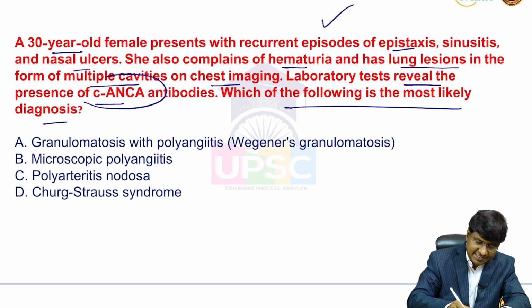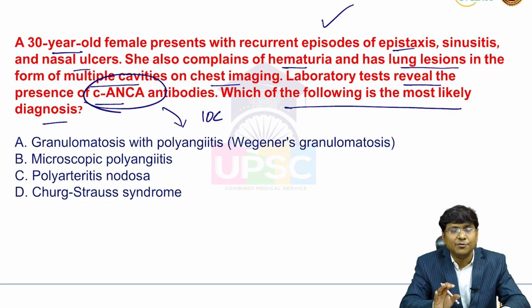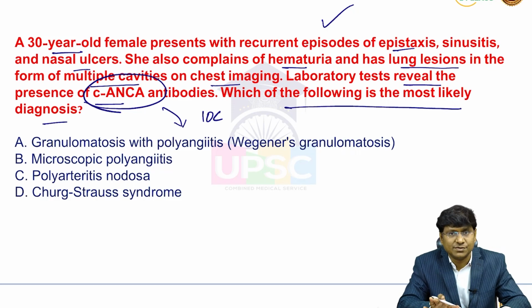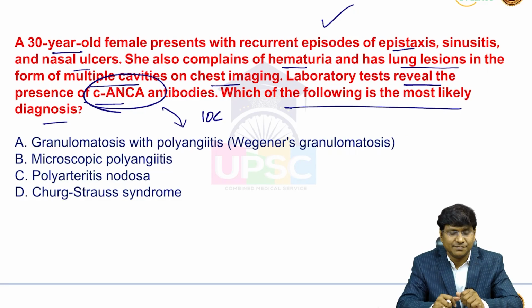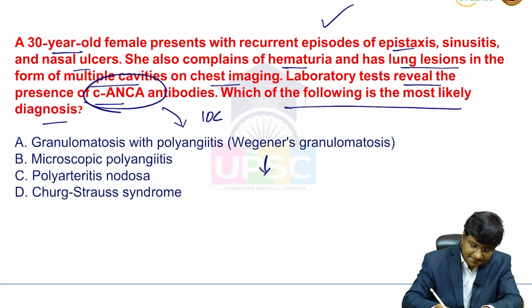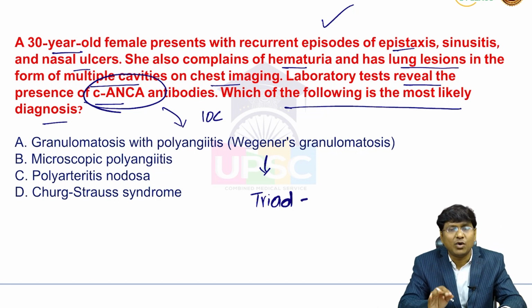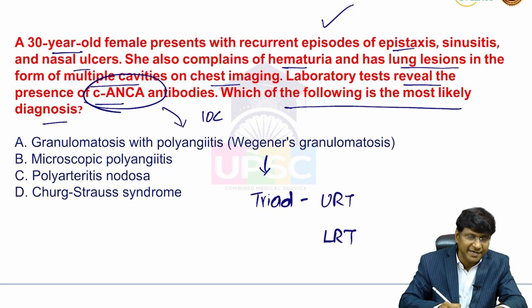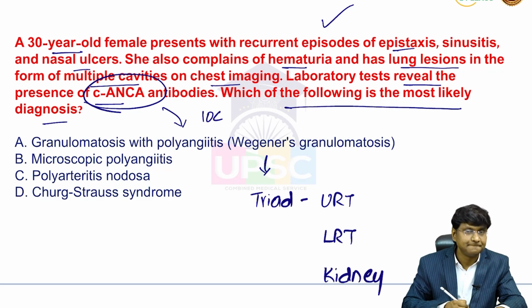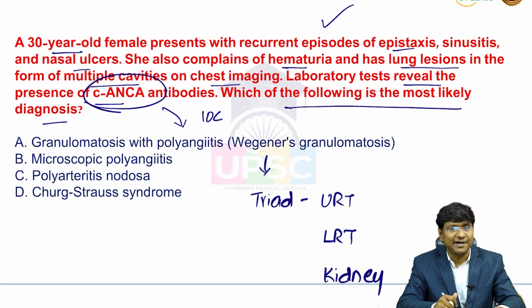The presence of c-ANCA is considered the investigation of choice for Wegener's granulomatosis, which is also called granulomatosis with polyangiitis. This Wegener's granulomatosis is characterized by a triad. What is the triad in Wegener's granulomatosis? That includes upper respiratory tract involvement, lower respiratory tract involvement, and involvement of the kidney.